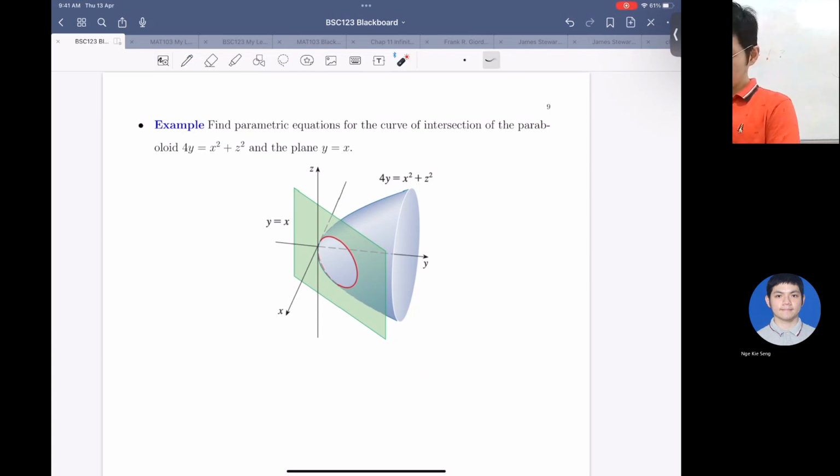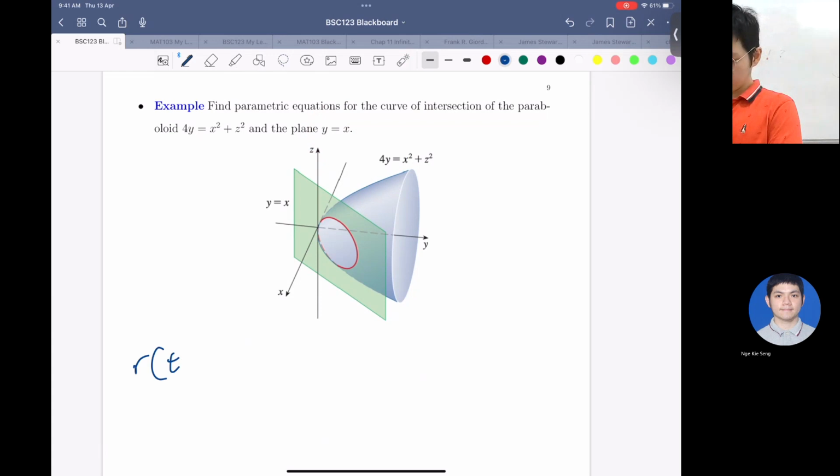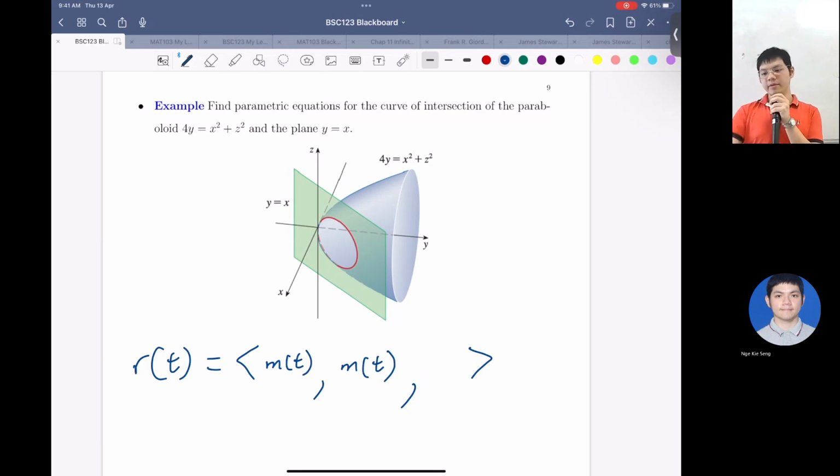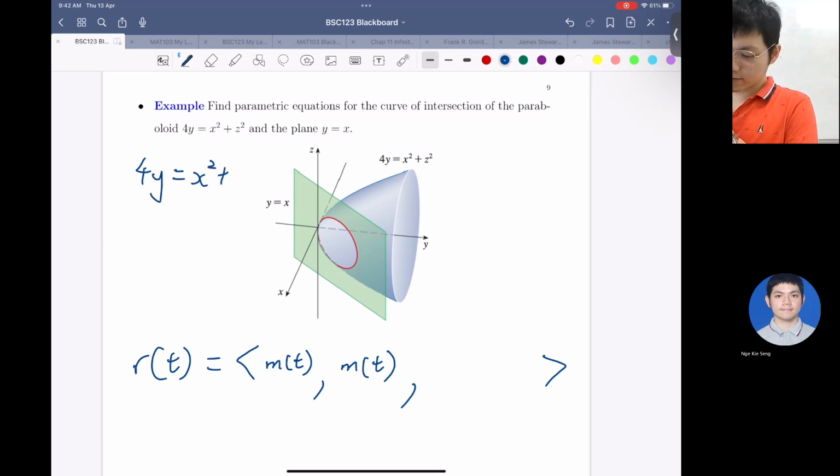Okay, so since the plane is y equals x, right? So for sure, let me predict something first. These two have to be the same value, x and y. And then what about the third one? How does the third relate to the previous two? So 4y equals x squared plus z squared. So what is z? z squared equals 4y minus x squared, and then take the square root. So this is the relation between these two. But we know that y and x are the same.